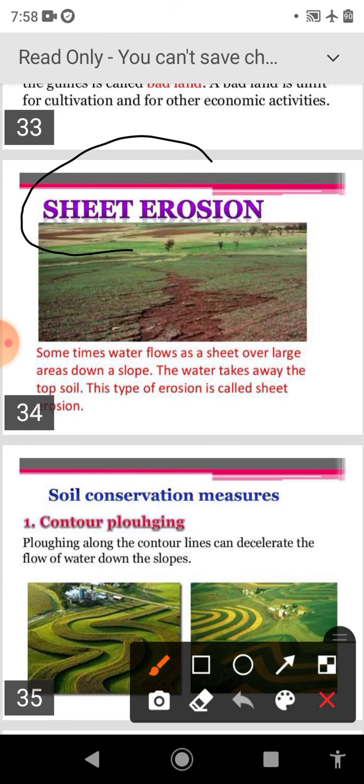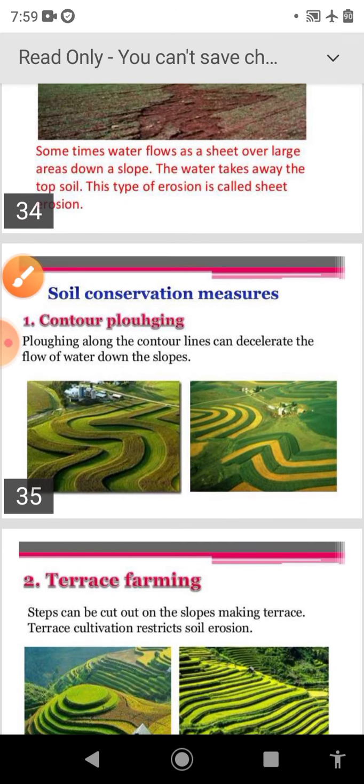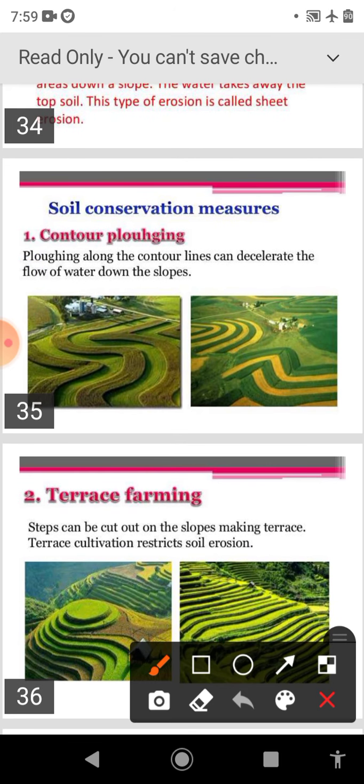With regard to sheet erosion, sometimes water flows down the slope and washes away sheets of soil in layers. This is called sheet erosion. In sheet erosion, wind also acts as an agent of soil erosion. After that, we will discuss soil conservation measures.